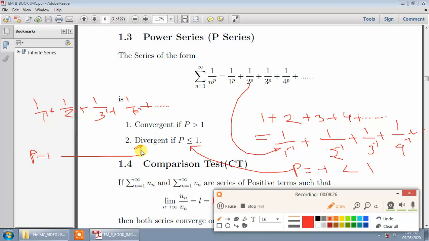Now let us have an example of a convergent series. Suppose that we have this series: 1 upon 1 plus 1 upon 2 cube plus 1 upon 3 cube plus 1 upon 4 cube and so on. Even this looks like a ready-made P series. The number is increasing 1, 2, 3, 4, and the power is fixed. Even though we don't have 1 raised to 3 here, we can write 1 raised to 3, which is still 1.